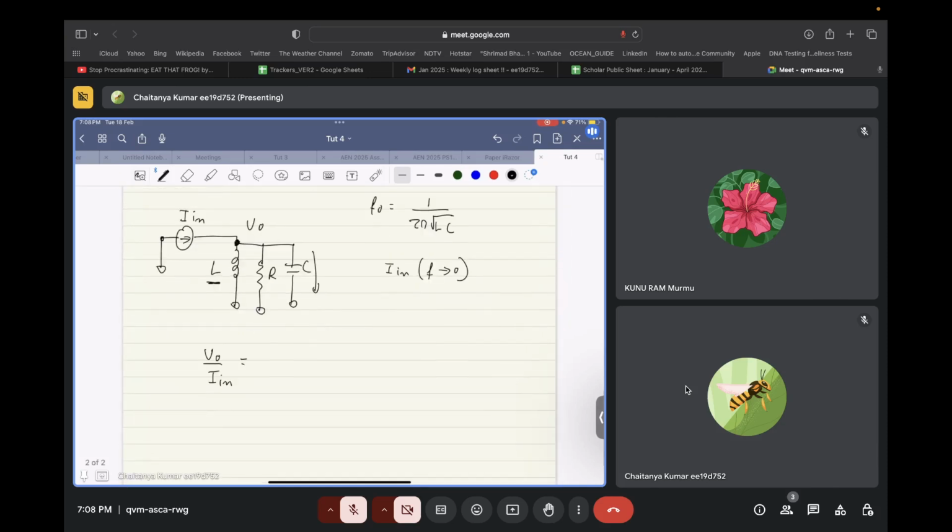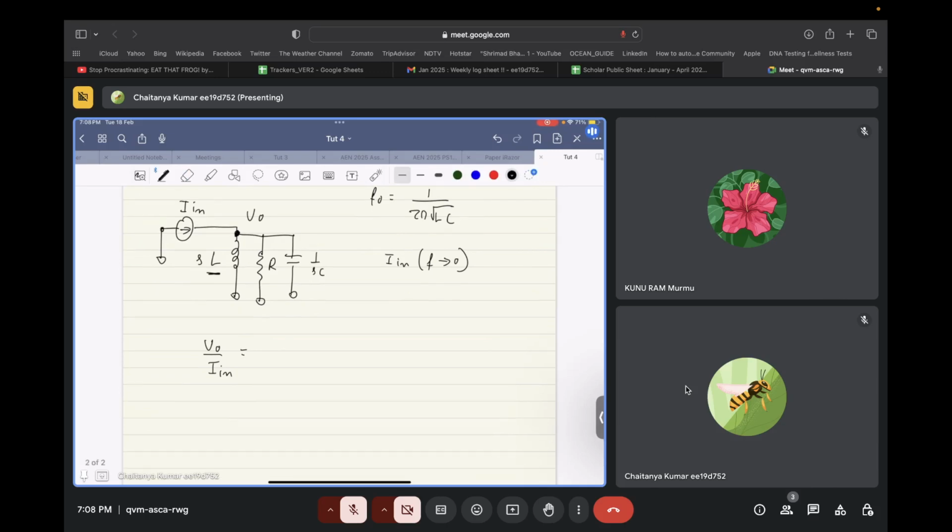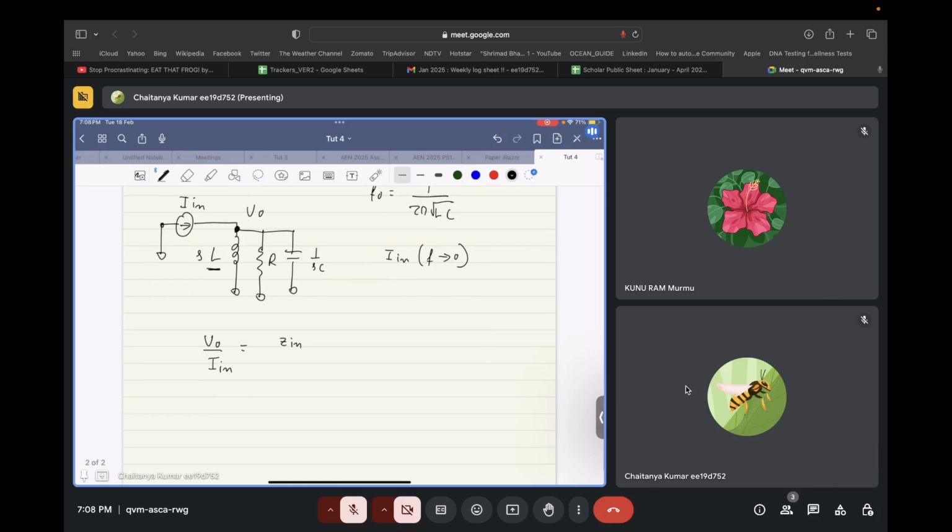So let's try to write the response of this. The impedance of L will be SL, R we will have as R, and the impedance of the capacitance will be 1 by SC. Correct? So the V naught by I in will be equal to the impedance looking inside the filter. So what will be the impedance? It will basically be the parallel combination of the three impedances. So we can write it as follows: 1 by (1 by SL plus 1 by R plus SC).